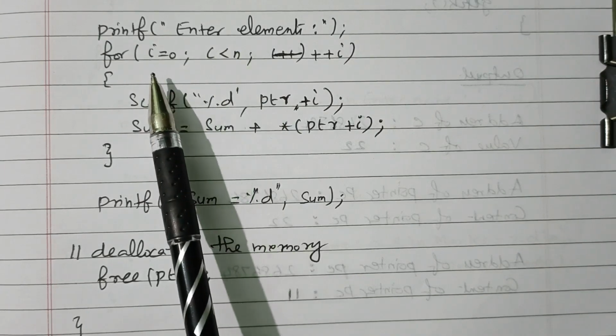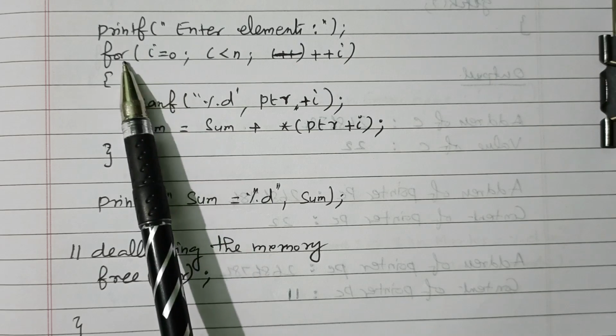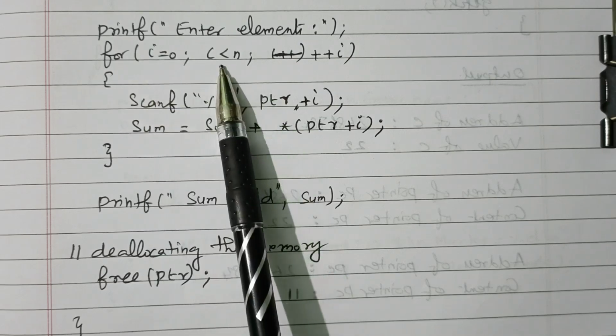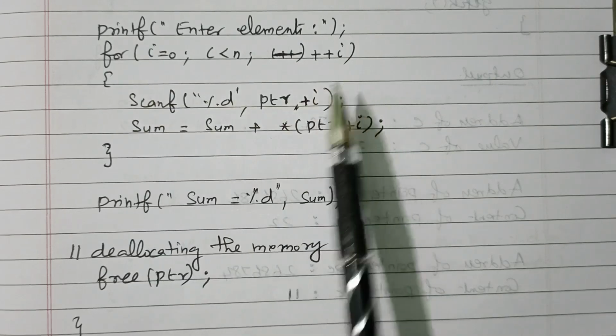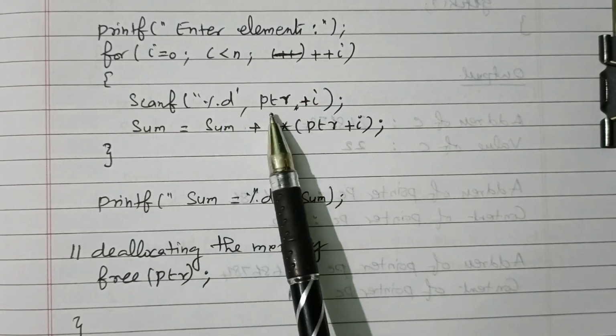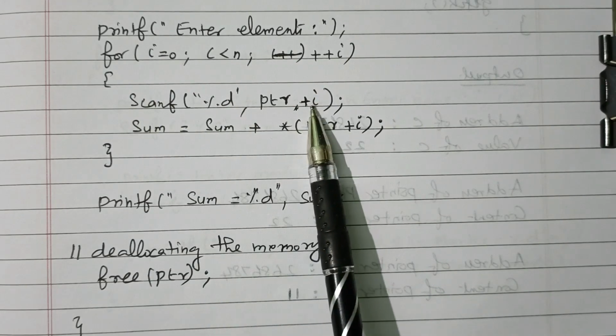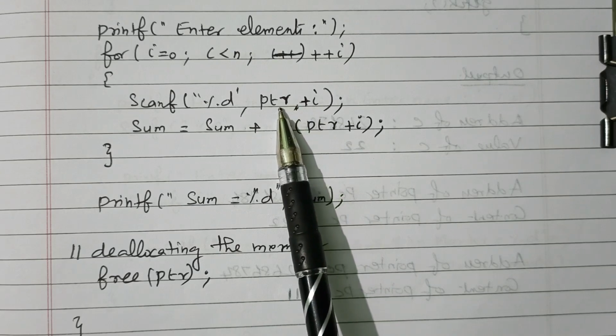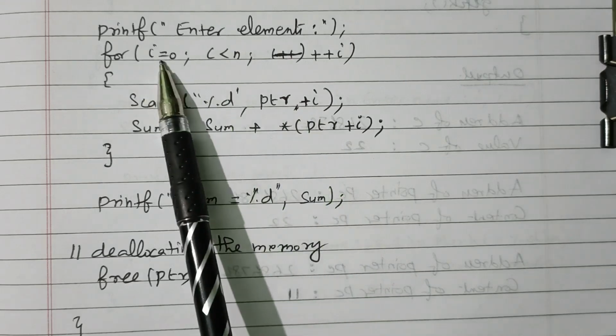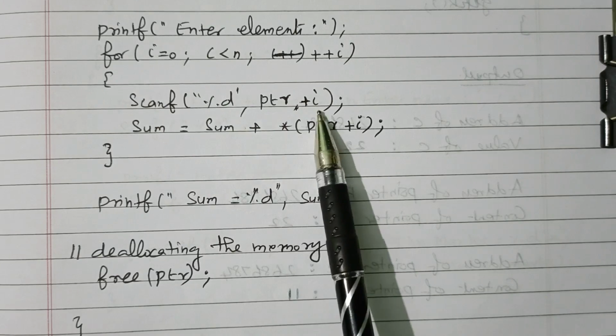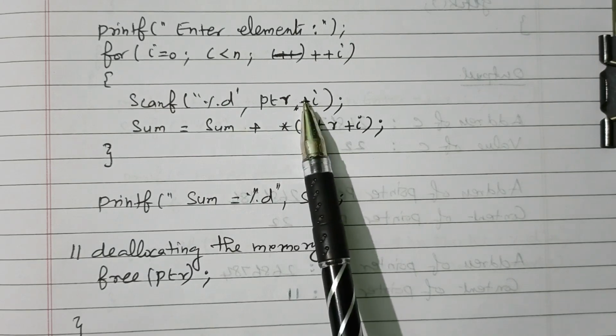So n number of elements are available, so we open the for loop. For i equal to 0, i less than n, i plus plus. scanf %d, ptr plus i, because the elements are stored in the pointer, right? So initially i equal to 0, pointer plus 0 refers to the first element, right?